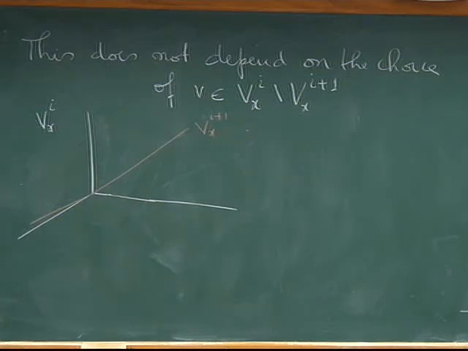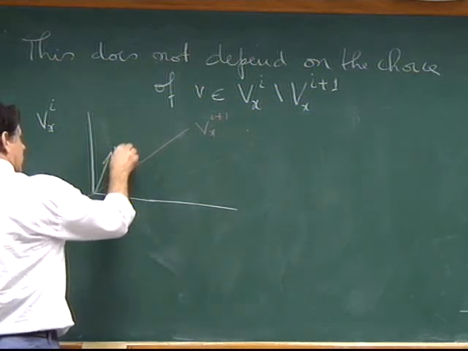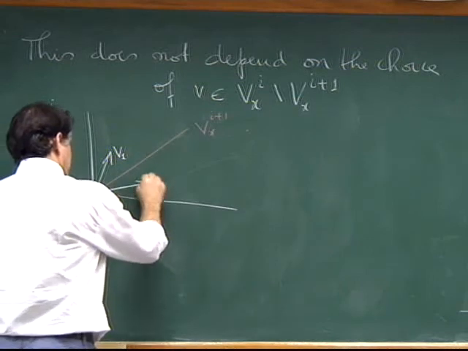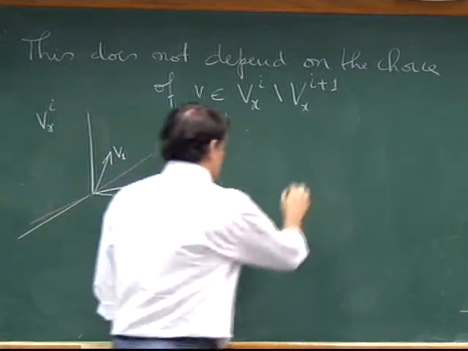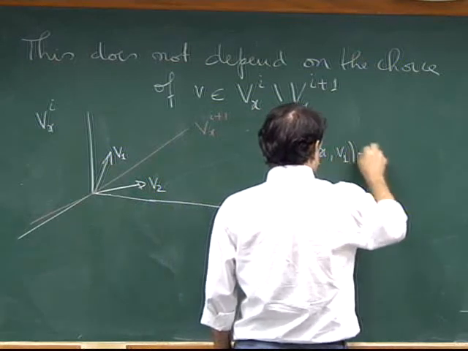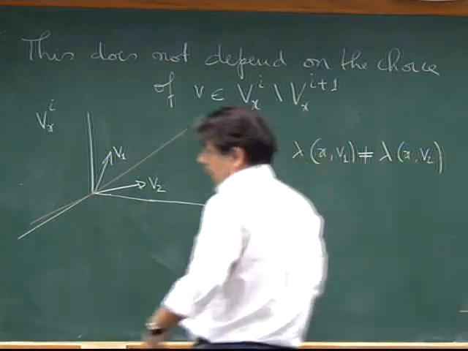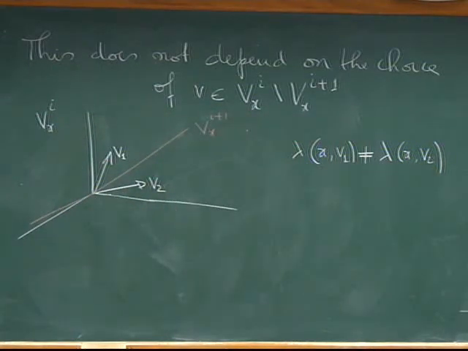Okay? Suppose this depended on which vector I take. So suppose there was some vector v1 and vector v2. There were two vectors, v1 and v2, such that lambda x v1 is not the same as lambda x v2. I'm claiming that it doesn't matter which vector I take, because they all have the same lambda. Suppose that was not true. Okay?